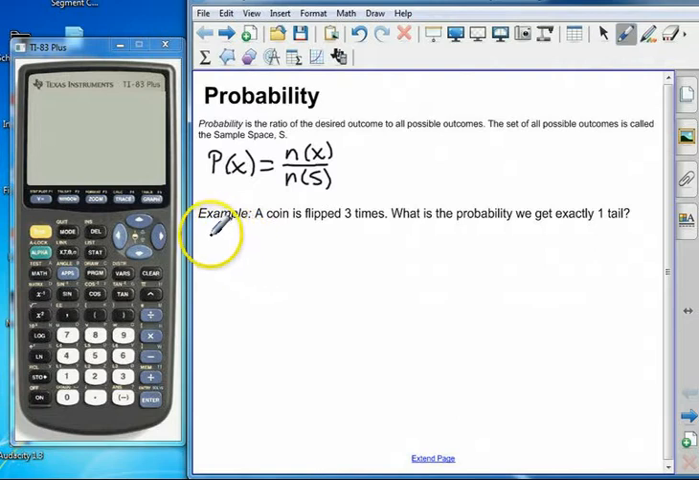Okay, let's look at our sample space. We could get 3 heads. We could get 2 heads and 1 tail. We could get heads, tail, heads.